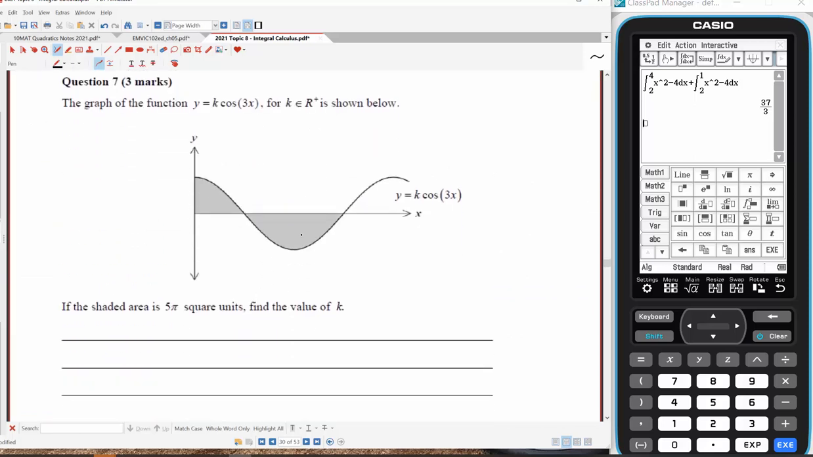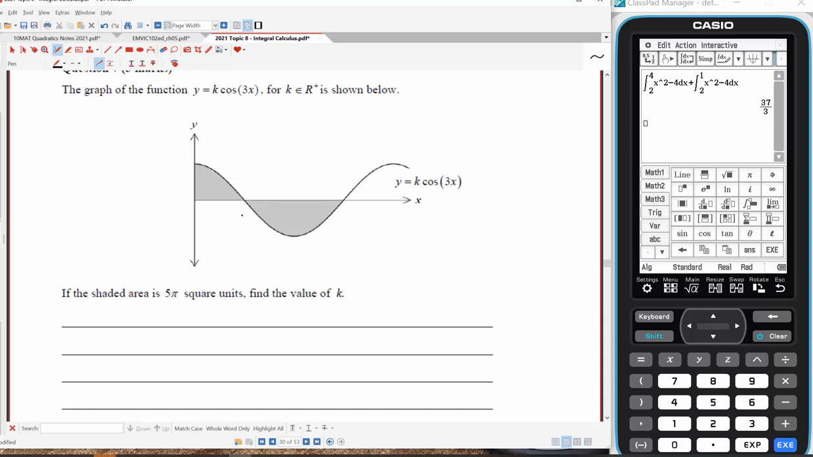Right, here's another good problem. The graph of the function y equals k cosine 3x, where k is an element of the positive reals, is shown below. The shaded area is 5 pi square units. Find the value of k. Okay, so the shaded area. So this is the total area, all right?